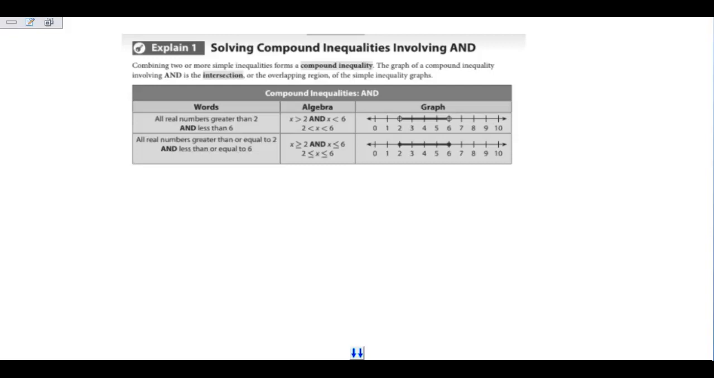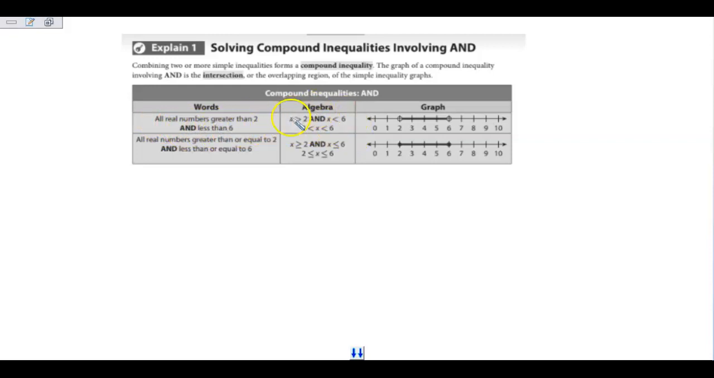So, solving compound inequalities involving the word "and." Combining two or more simple inequalities forms a compound inequality. The graph of a compound inequality involving the word "and" is the intersection, or the overlapping region, of the simple inequality graphs.